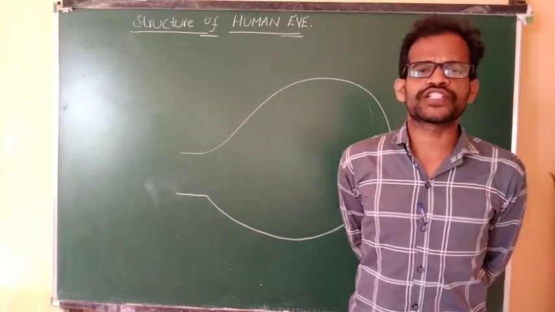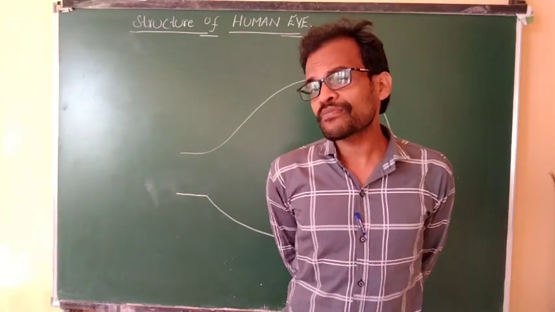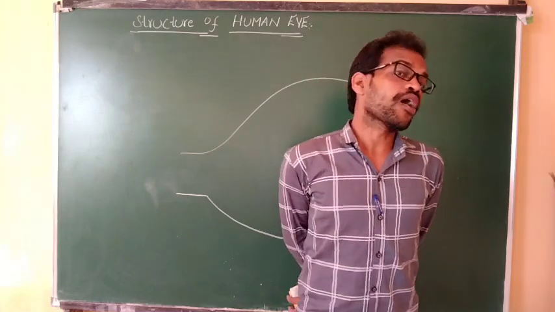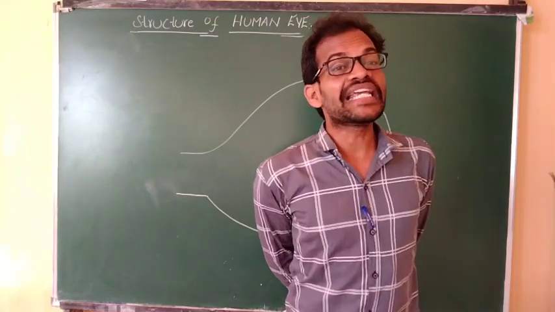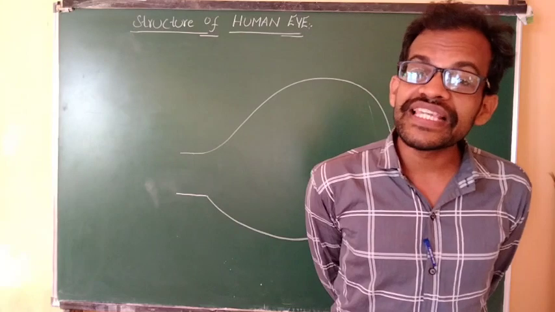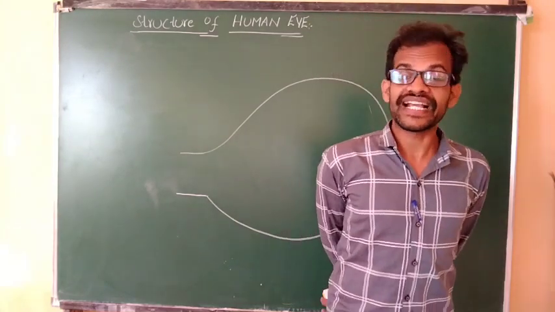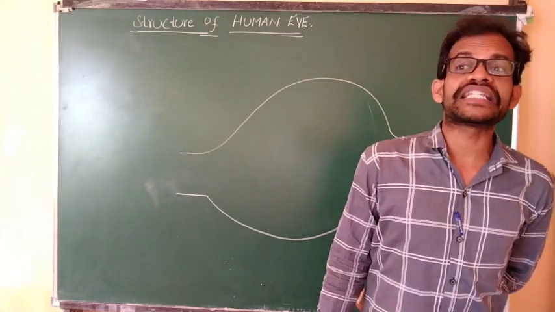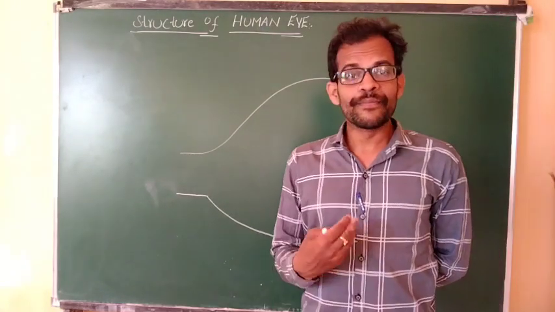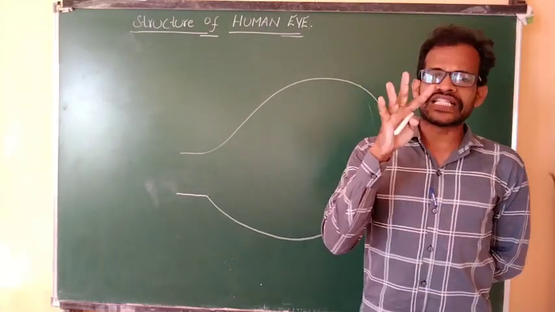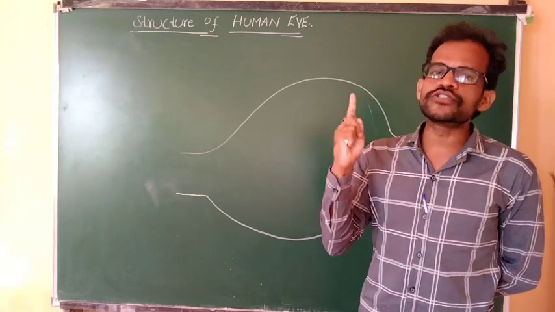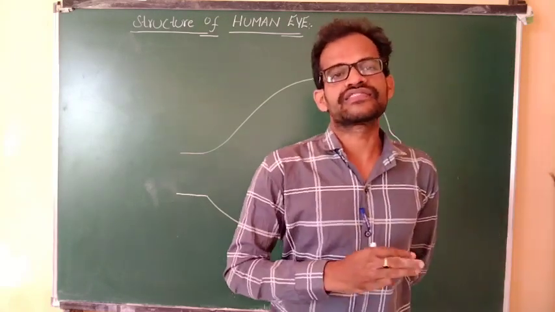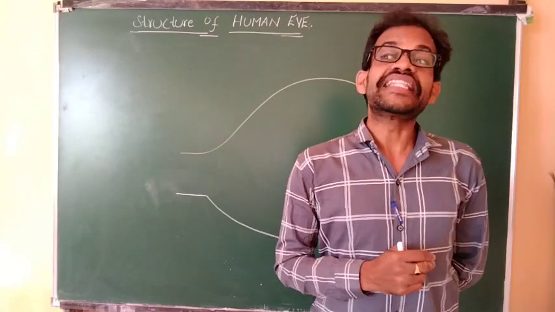For example, the lungs are protected by the pleural membrane. The heart is protected by the pericardial membranes. The kidney is protected by the renal capsules. And also the brain is protected by the meninges: the outer meninges, the middle one, and also the inner meninges. In a similar way, the eyes are also protected by 3 layers. The eyes are covered by the 3 layers.